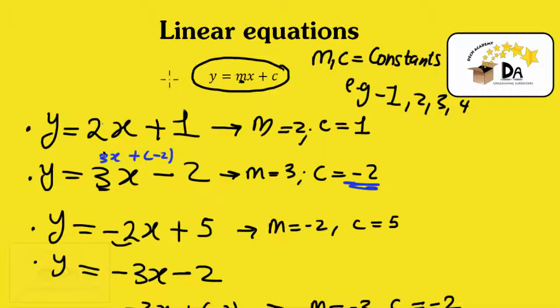So all these equations I just listed, 1, 2, 3, and 4, are all of this form, and they're known as linear equations. So linear equations are equations of the form y equals mx plus c, where m and c are constants and y and x are variables.